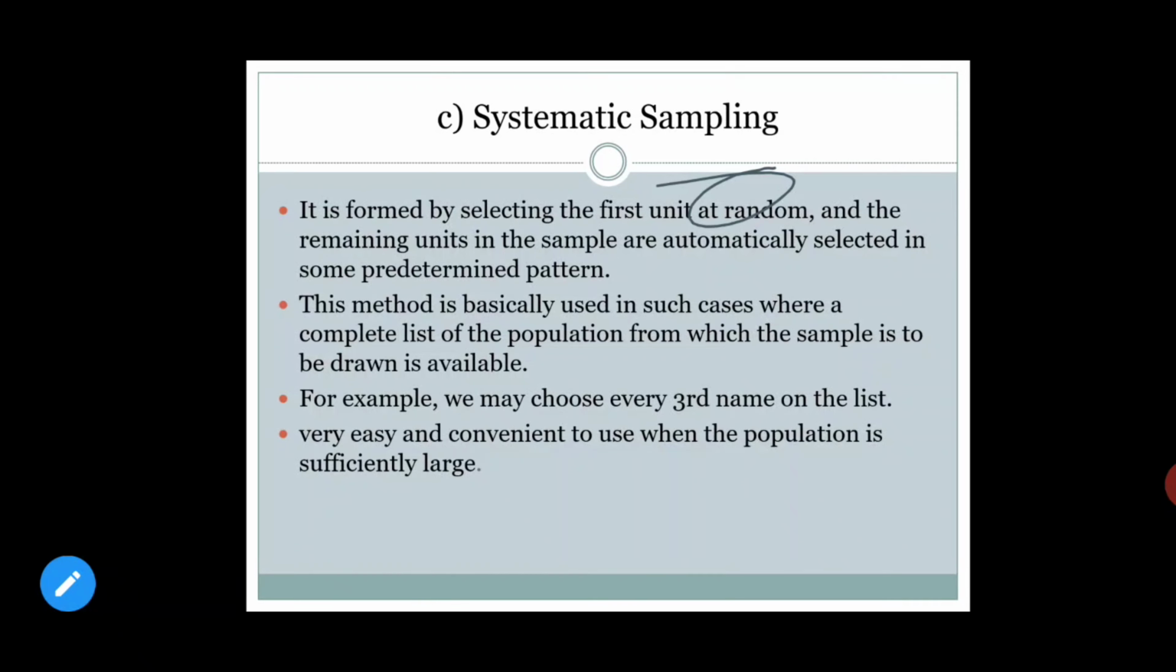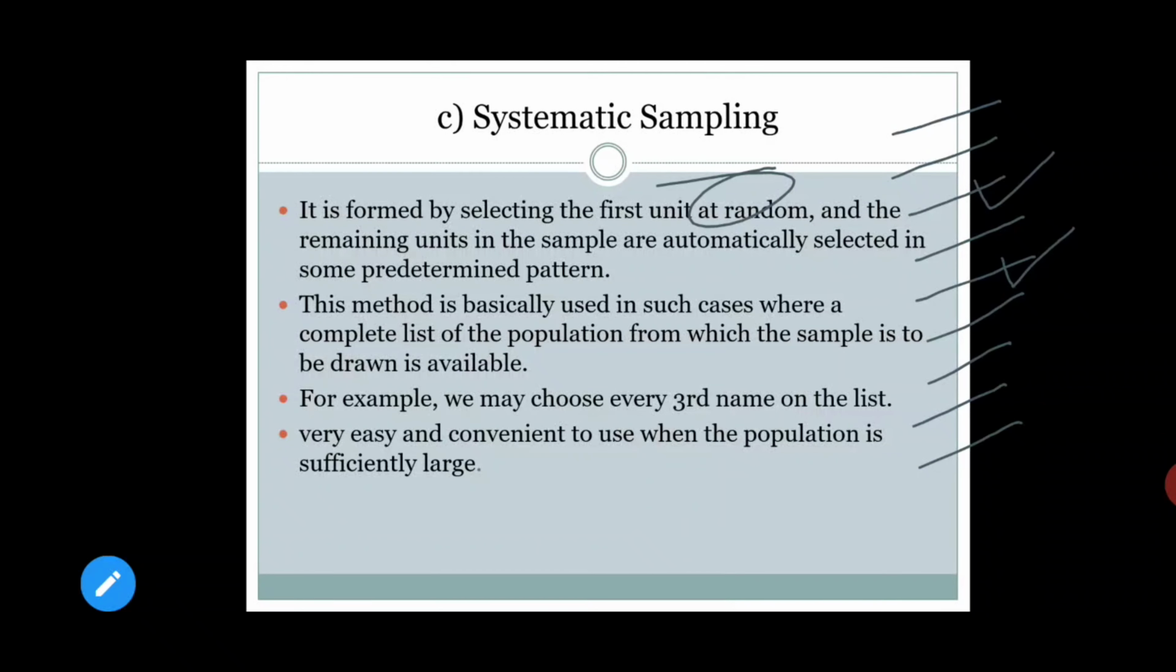This method is basically used in such cases where a complete list of the population from which the sample is to be drawn is available. That means there should be a complete list of all the units in the population first. That is very important, and after that you will have to choose the sample from this list. For example, we may choose every third name on the list. So you have decided to pick every third person on the list. Very easy and convenient to use when the population is sufficiently large.